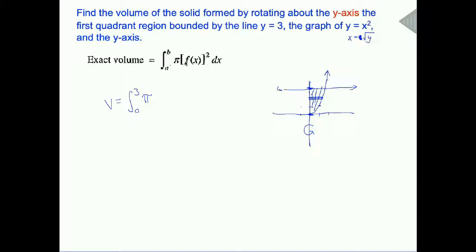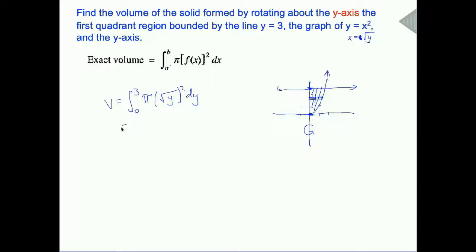So we're going to take our function, which in this case is in terms of y. So we get the square root of y, squared, and then dy. That will be the integral we want to use to find the volume of this solid rotated about the y-axis. When you're rotating about the y-axis, using the disk method, you want things in terms of y. So your variable here is dy, and these limits should be your y values. And then you can integrate this.